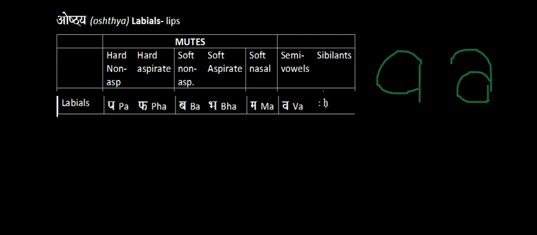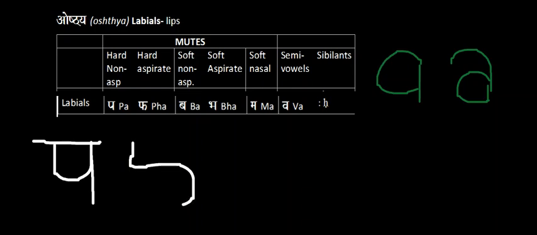So we have pa. I like to picture this as an upside down ta that we learned about last video. Then you have pha, the aspirated pa. This sort of reminds me of a swastika, but it's not really that. So pha.